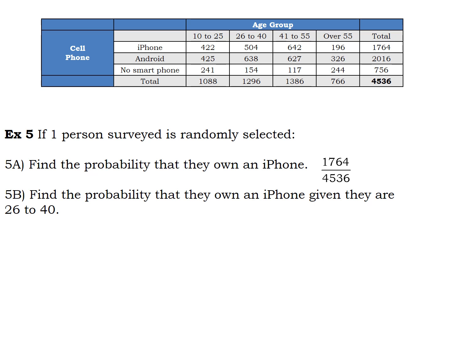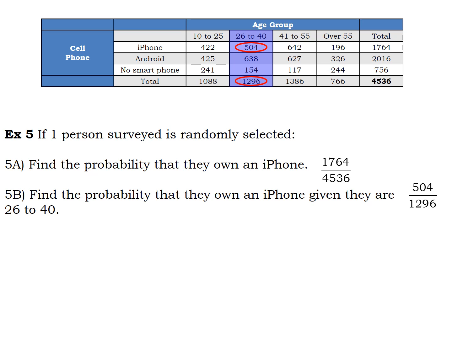Now I want the probability they own an iPhone given they're in the 26 to 40 age group. We're limiting ourselves to 26 to 40. There are 1,296 to choose from, and 504 of those are iPhone owners. Okay. So my two events here are owning an iPhone and being in the 26 to 40 age group. Those are the two events we're investigating.